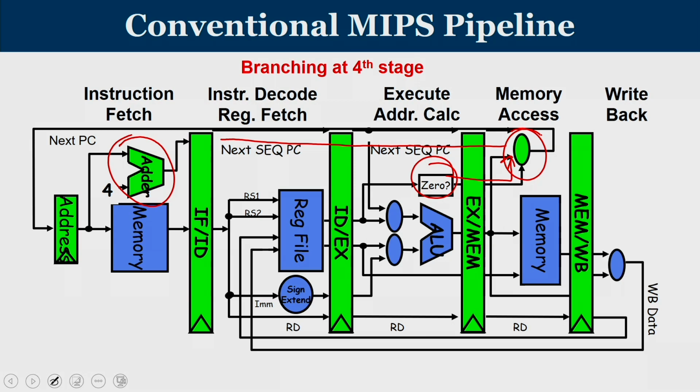Should I continue with the current program counter value or should I jump into a target location? Since this happens in the fourth stage, already 3 instructions will have entered the pipeline. When it is in the decode stage, 1 instruction will enter. When it is in the execution stage, the second instruction will enter, and once it is in the memory access stage, the third instruction will enter.